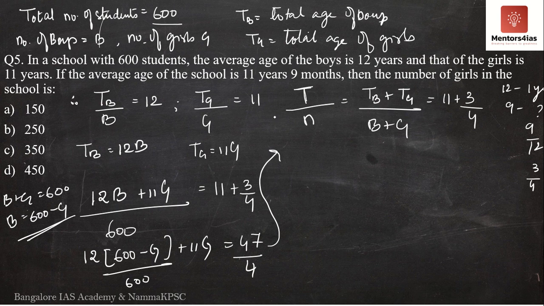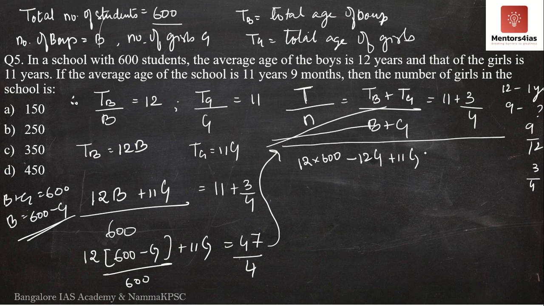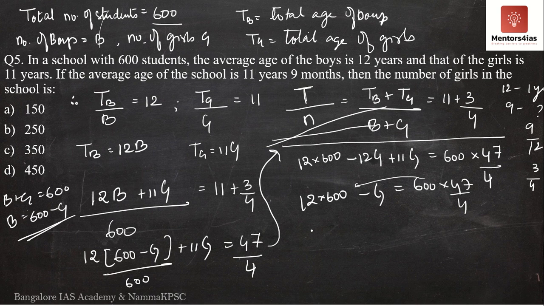So I'm going to write this below this line. So opening the bracket, we have 12 into 600 minus 12G plus 11G is equal to 600 into 47 by 4. So 12 into 600, 11G minus 12G is minus G, is equal to 600 into 47 by 4. I will take G to the other side and I'll bring this to the left hand side. What do we get? We get 12 into 600 minus 600 into 47 by 4 is equal to G.